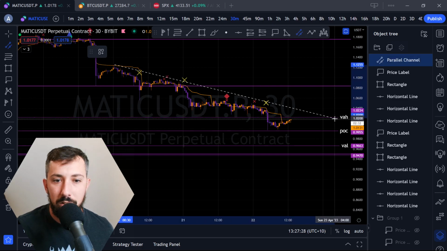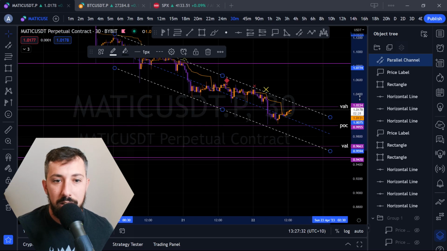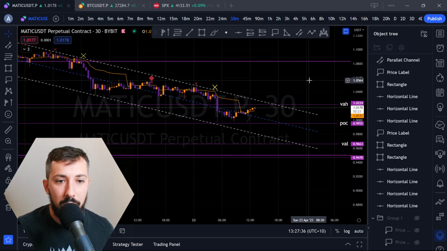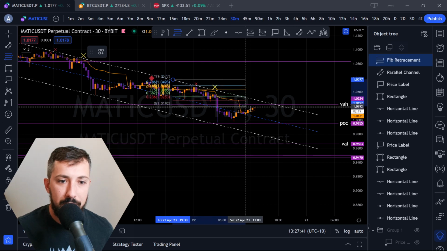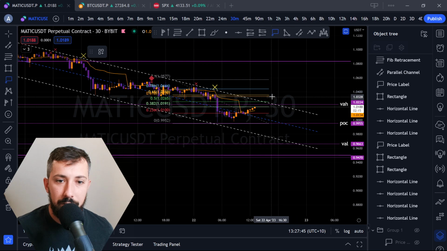Look at this beautiful, beautiful channel. If we come from here all the way down, we can see this channel that we've been trading in. Okay, look at that. We've got a channel. Now we can find our swing high to swing low, and we can break down from there, and we can find confluence where I'll be looking to fire off a short from.